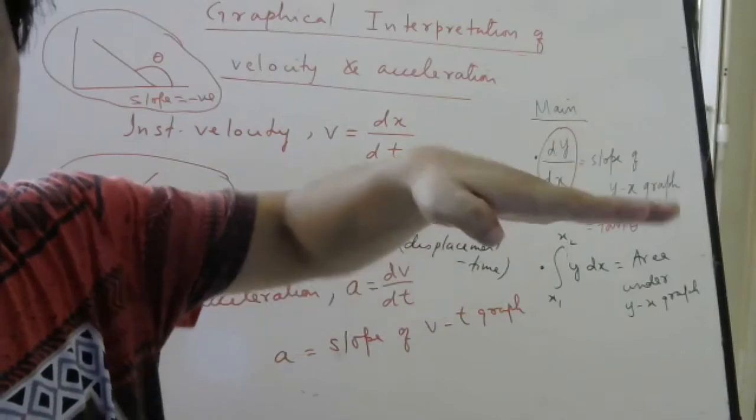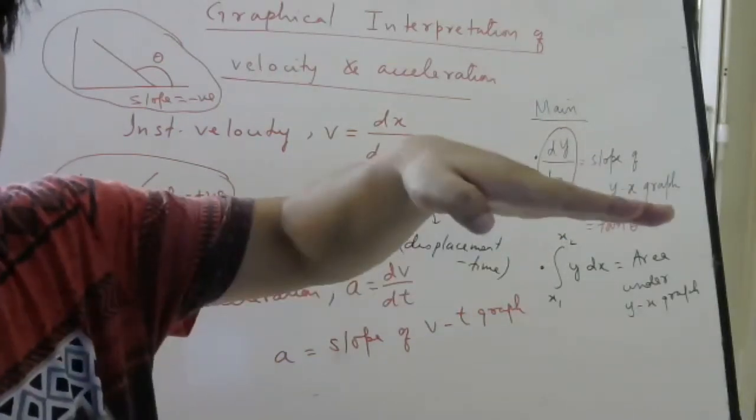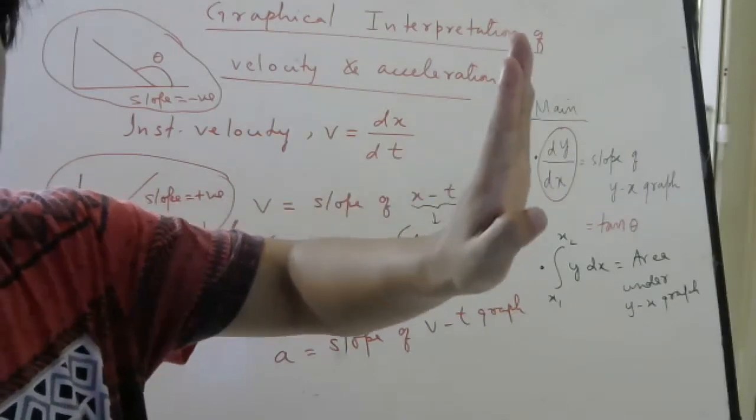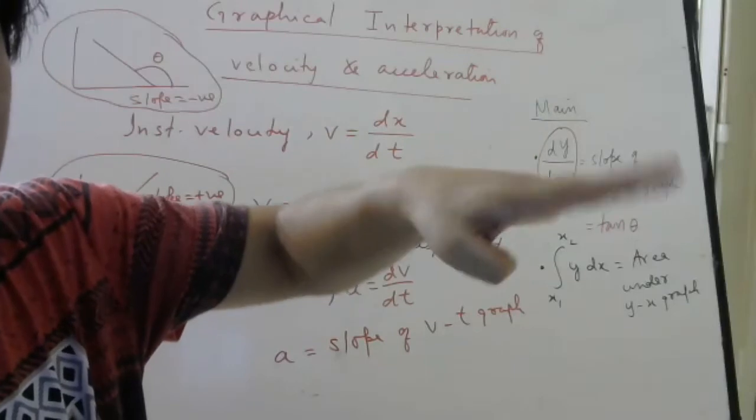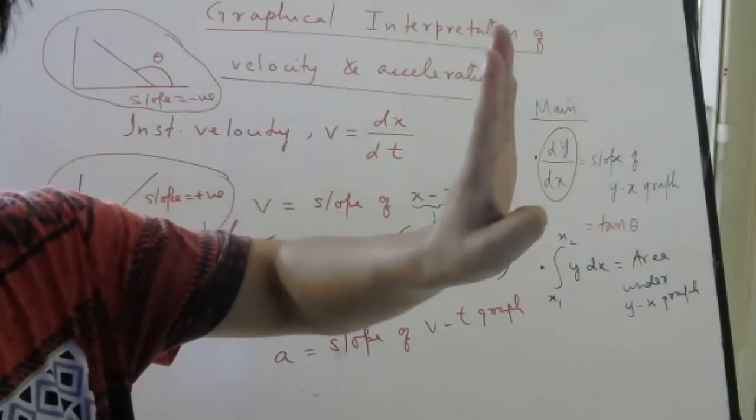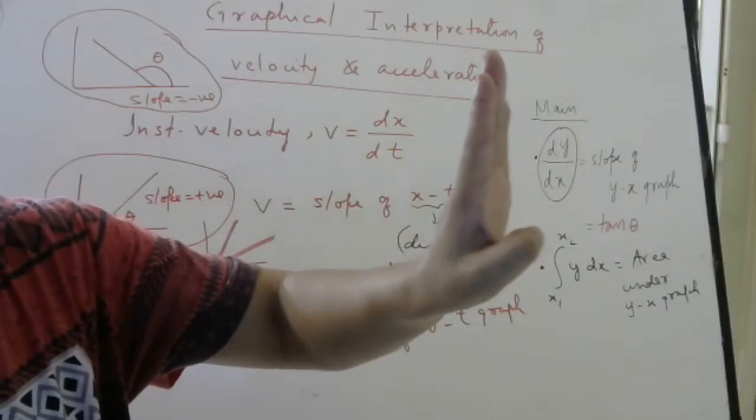Whenever your slope goes from here to here, your tangent goes from here to here, so the slope is increasing in magnitude. Similarly, from here to here, the slope is decreasing. From here to here, the slope is decreasing. From here to here, the slope is increasing.